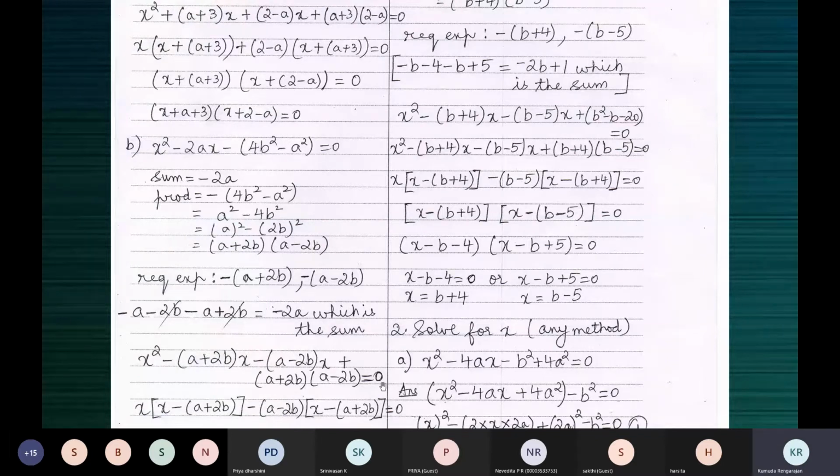Now between the third and the fourth term, a minus 2b is common. It's written here. Now a minus 2b into x is the third term, and this into this is the fourth term. This is common, so just write this here.